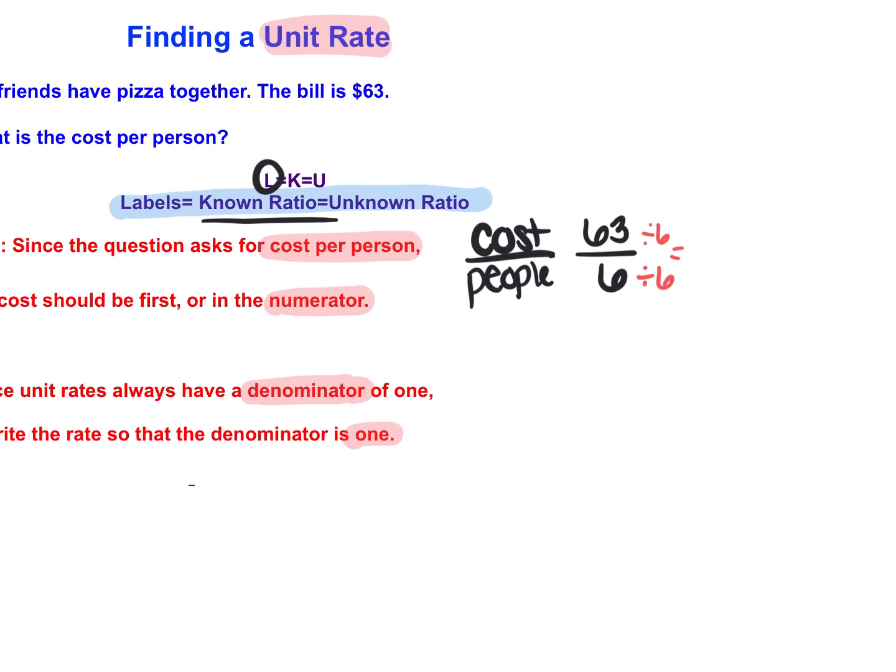And Blake, what does that give you? 10.5 over 1, we would say. So now we just have to interpret what that means. We were looking for the cost per person, so what does that mean? $10.50 per person. Good. So the better way to write that would be like that with the label $10.50 and then the slash mark for per person. It's $10.50 per person. And that's our unit rate.